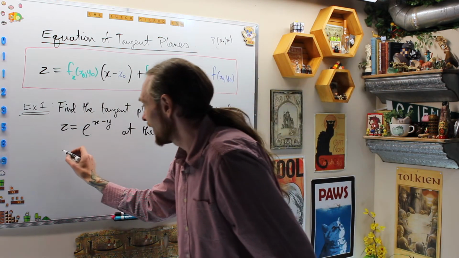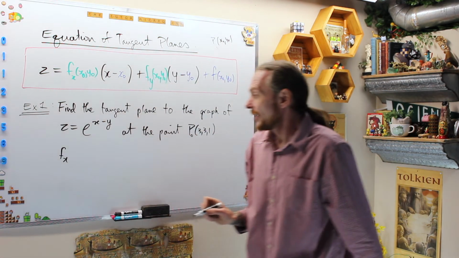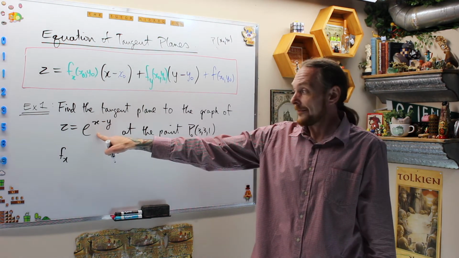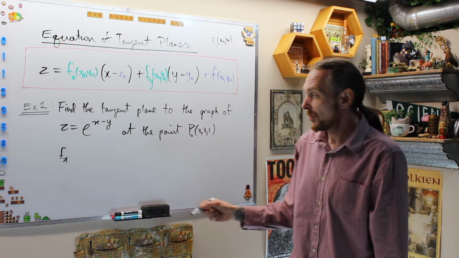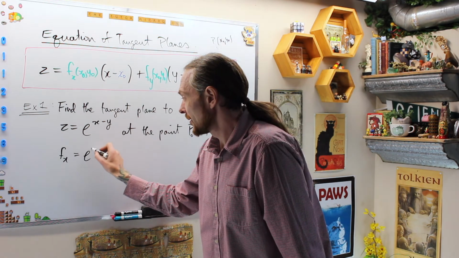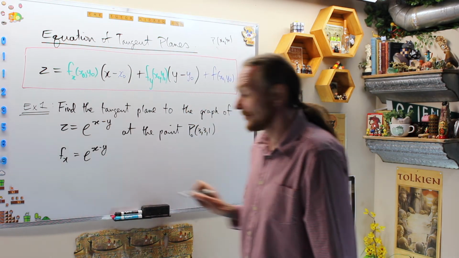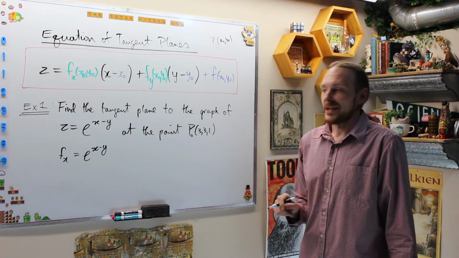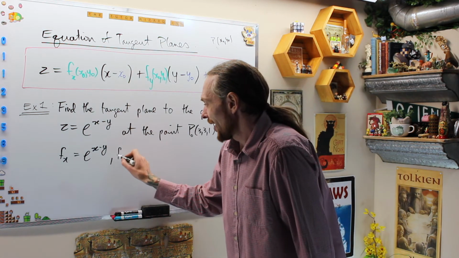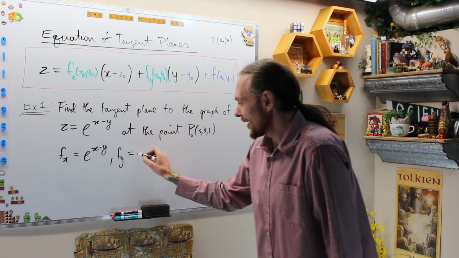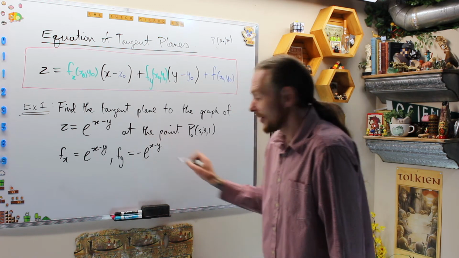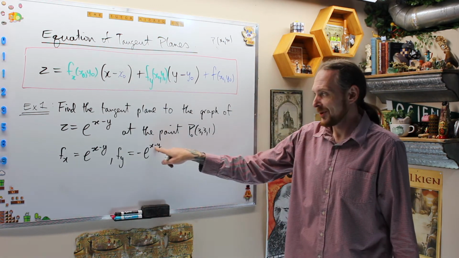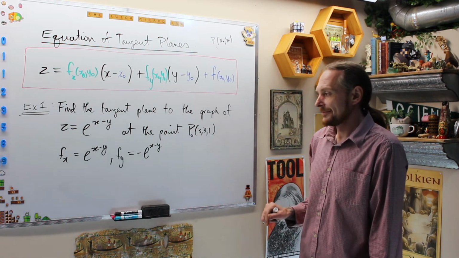All right, I need the partial derivative of f with respect to x. This is f. What is that going to be? e to the x minus y times 1 by the chain rule. If I do fy, what am I going to get? Negative e to the x minus y. Again by the chain rule. Now this time, don't forget.